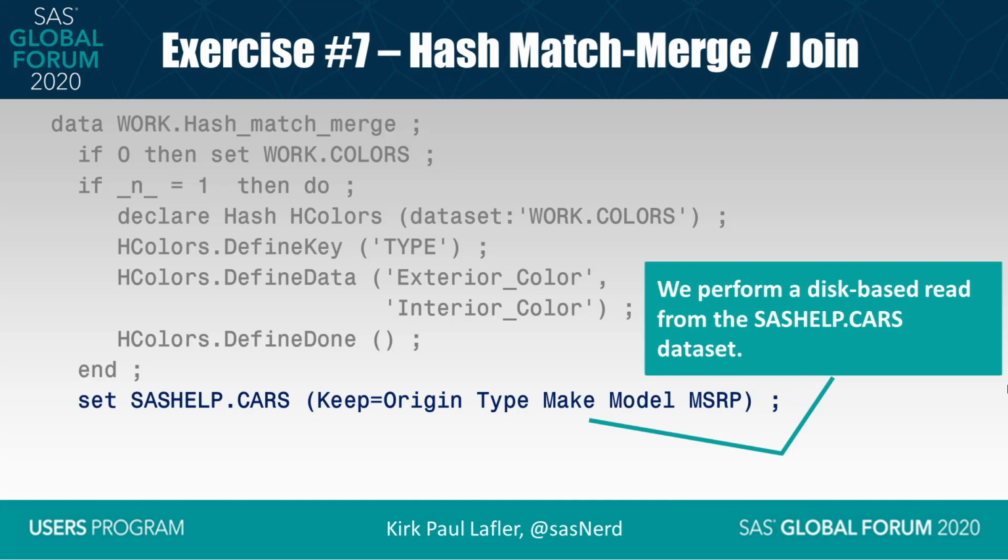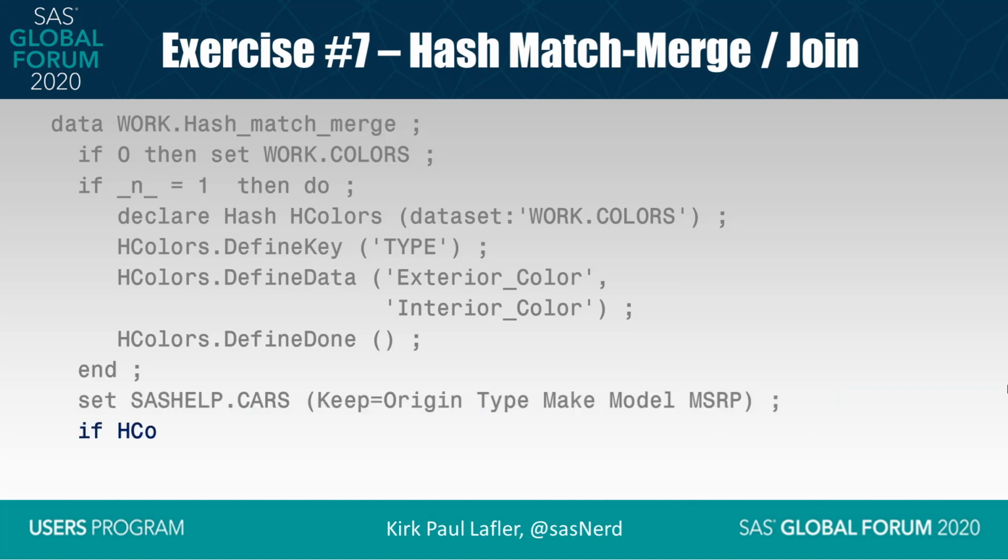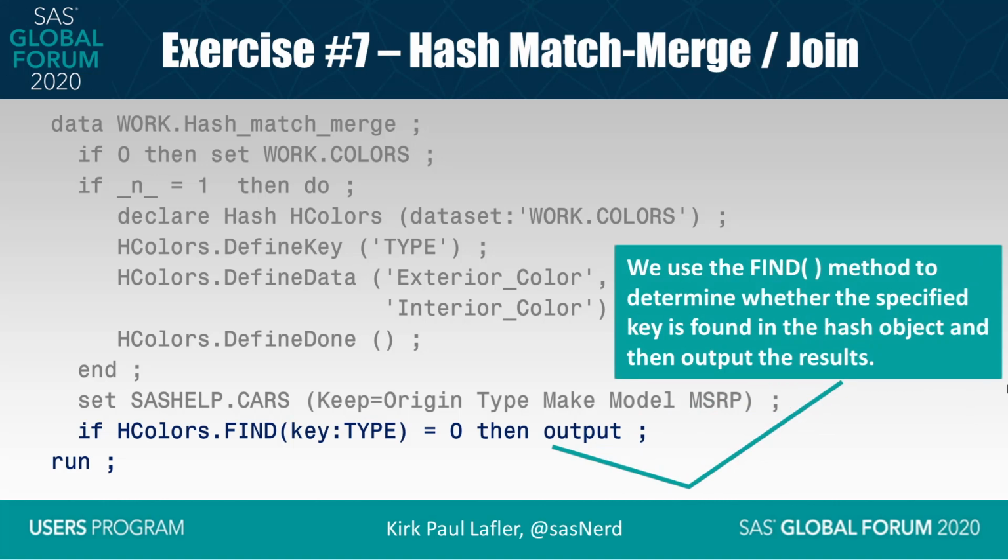Then we're going to perform a disk-based read from the SASHELP.CARS dataset. We're going to do this with the set statement. Now this is a disk-based read, so yes, this is a little slower than if we were to bring it into memory and then process it in memory. But the one thing we've done here is we've gone ahead and read into memory the work.colors. The SASHELP.CARS is being read and processed from the disk or the server.